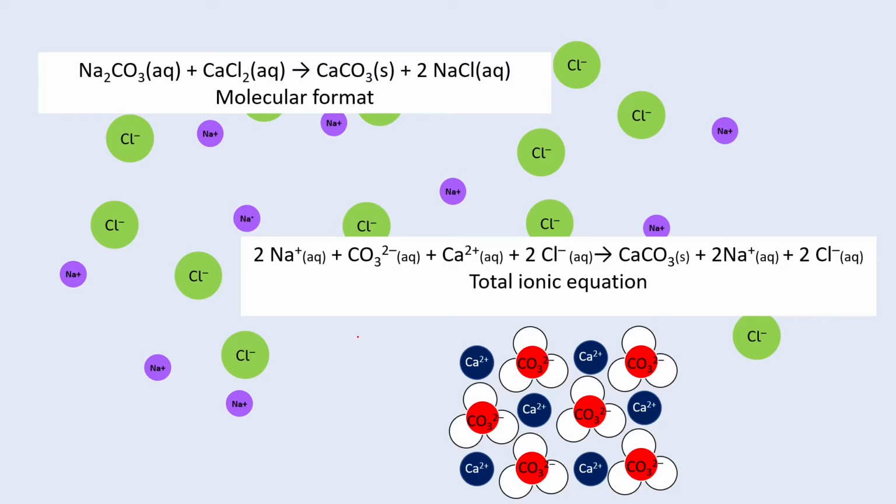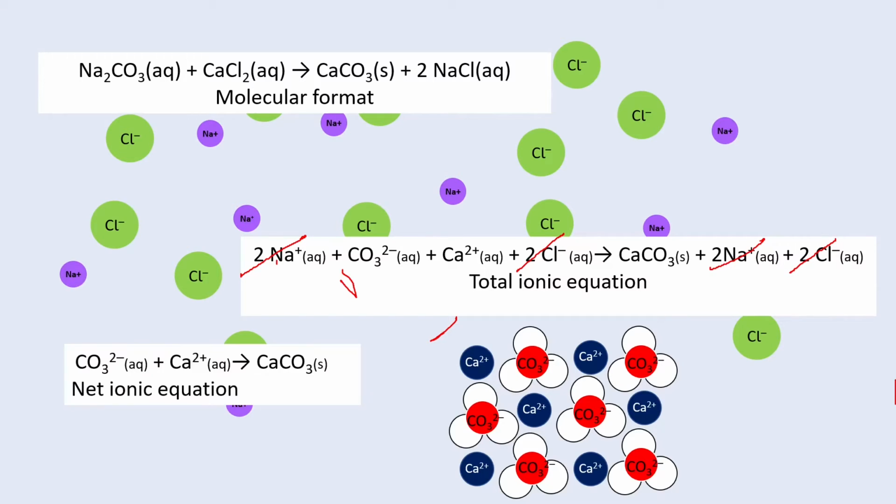We can simplify this even more by taking out the ions that don't react. We call them spectator ions. In this reaction, sodium and chloride ions are the same on both sides of the equation. This gives us our net ionic equation, which says that carbonate ions and calcium ions will combine to form calcium carbonate.